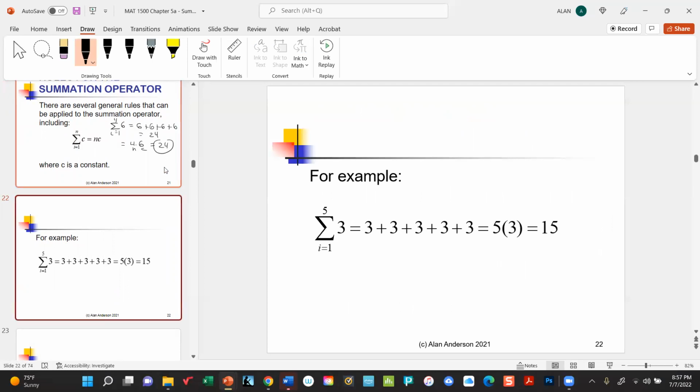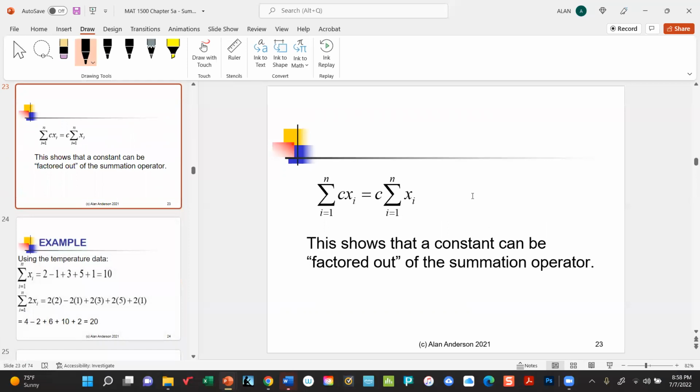Or here's another example, the one that I put in the slides. You can see that here we're adding 3 5 times. And so I can just as easily calculate it as 5 times 3 and end up with 15. And also, like with the integrals, you can factor that c out of there.